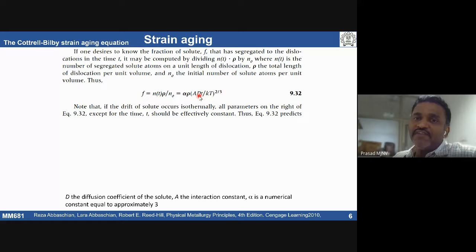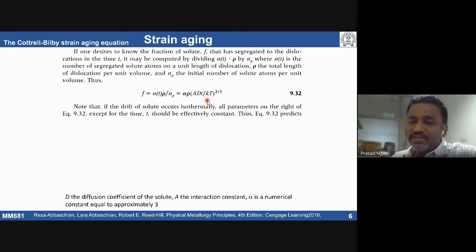Diffusion will have a temperature dependence, D equals D naught exponential minus Q by RT. So the temperature effect and time effect have been taken into consideration to estimate the fraction of solute atoms. This equation was found to be valid when the time is short. If the time is longer, people figured out this equation might not hold true.